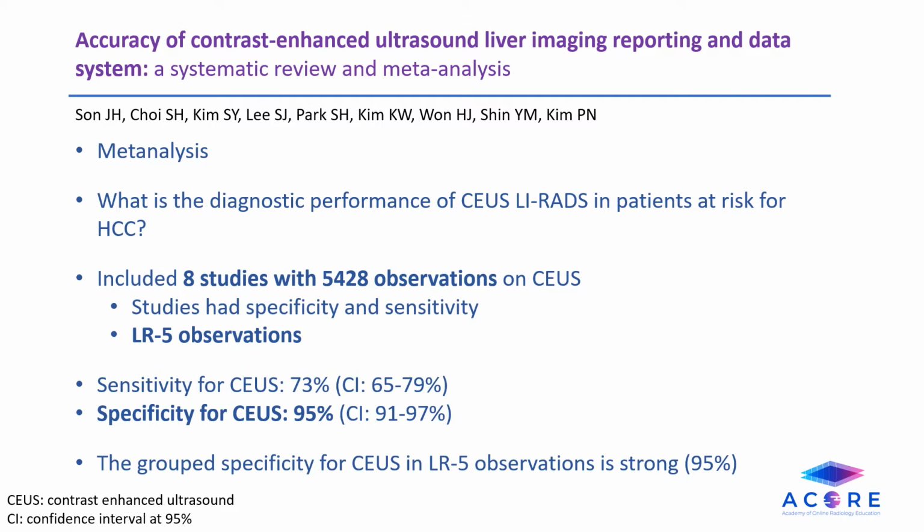As you can see, the sensitivity for contrast-enhanced ultrasound is 73% with a confidence interval of 65 to 79%, and the specificity was 95% with a confidence interval of 91 to 97%. So this group's specificity is actually very strong at 95%, which is important when using LIRADS.